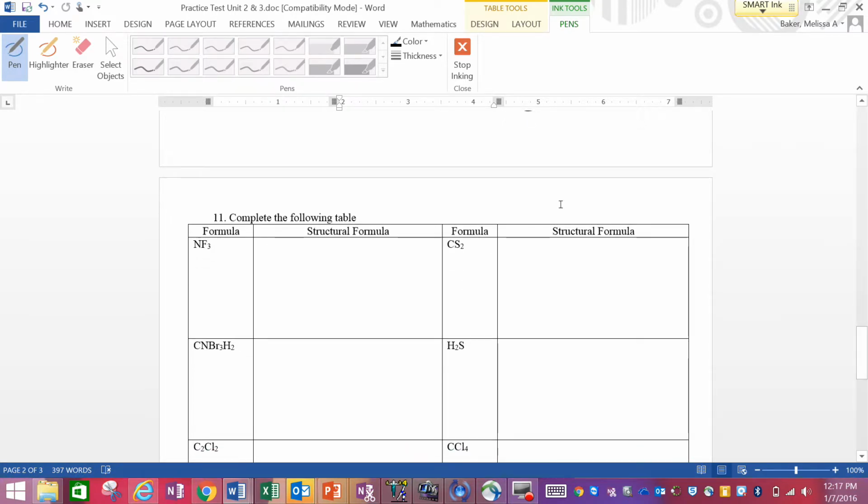All right, last page. Woohoo! Complete this table. So we're going to draw the structural formula. So let's see. Nitrogen's got 5 dots. Fluorine's got 1, 2, 3, 4, 5, 6, 7. Boom. 1, 2, 3, 4, 5, 6, 7. Boom. 1, 2, 3, 4, 5, 6, 7. Boom.